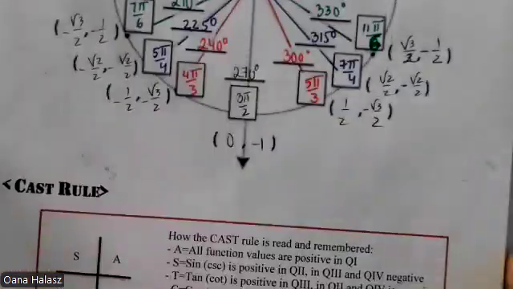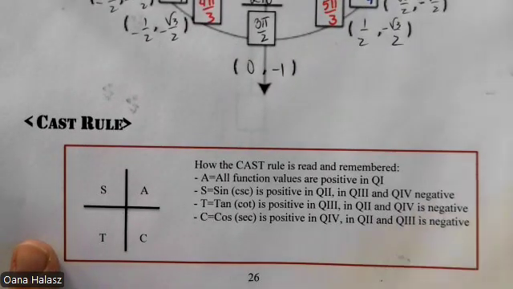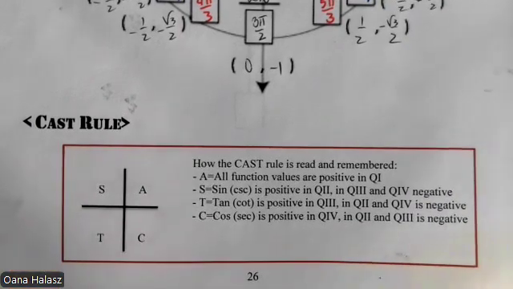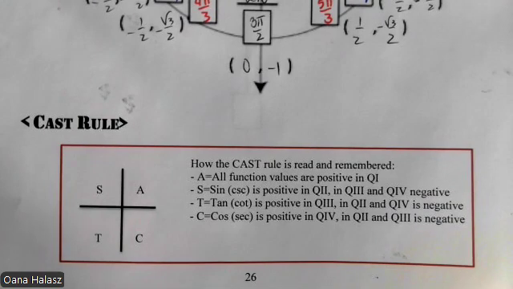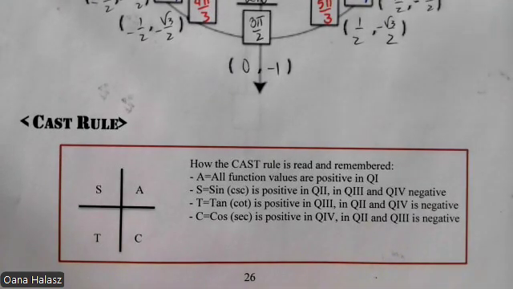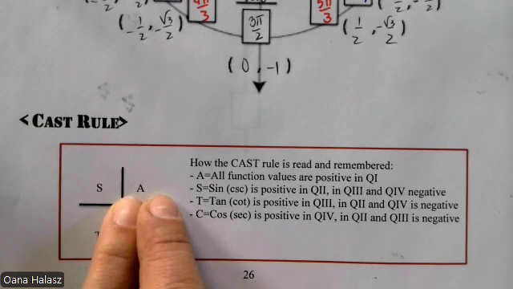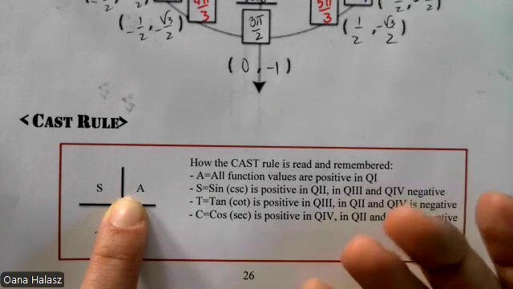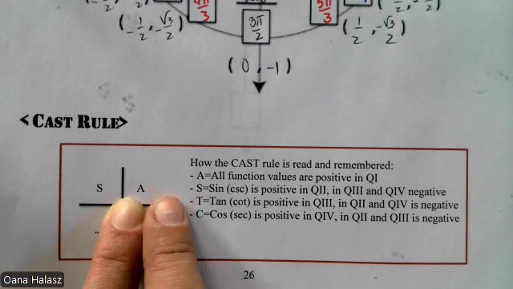So the CAS rule is another way of helping you out where the values of the functions are positive or negative, if you feel like the x and y coordinates in the different quadrants are not helpful enough, or if you want to synthesize that information a little bit. We look at every single function value and ask, in quadrant one, what kind of signs can we get? We notice that in quadrant one, all of them are positive. So we say A for all. All functions are going to be positive in quadrant one. It doesn't matter what they are, right?